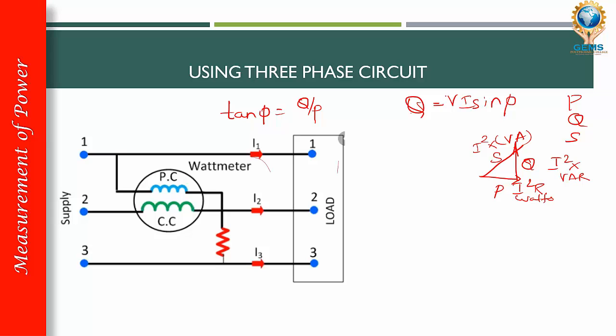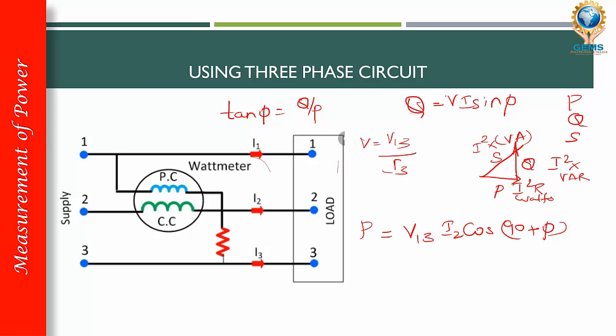So supply voltage V will be equal to V13 by root 3. So the reading of the wattmeter in a three-phase circuit will be equal to V13 I2 cos (90 plus phi). So this cos (90 plus phi) is taken from the phasor diagram.